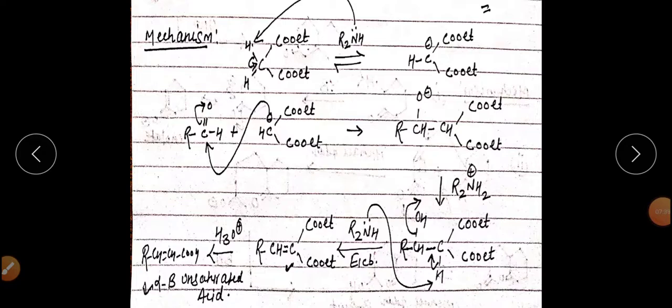After this, this particular carbanion will attack this carbonyl carbon, and nucleophilic addition will now happen. After formation of this, we have R2NH, which we have taken. Now when it abstracts the H, this O negative will abstract the H from this one and will get converted into OH. Now there will be an E1cB, that is, elimination, unimolecular, involving the conjugate base.